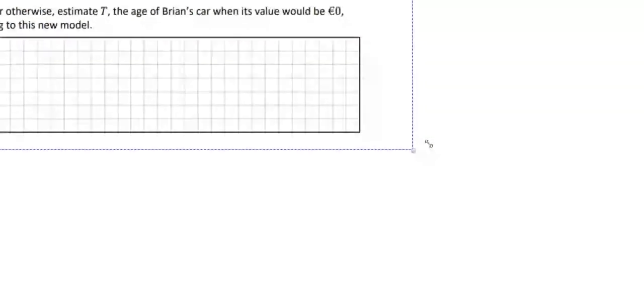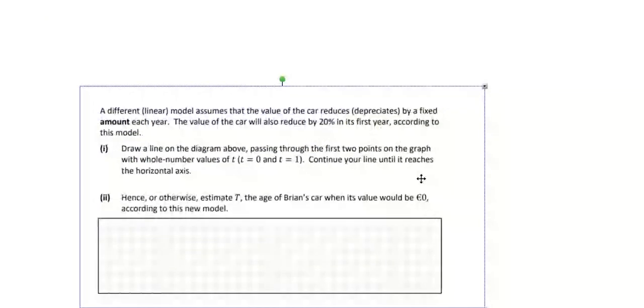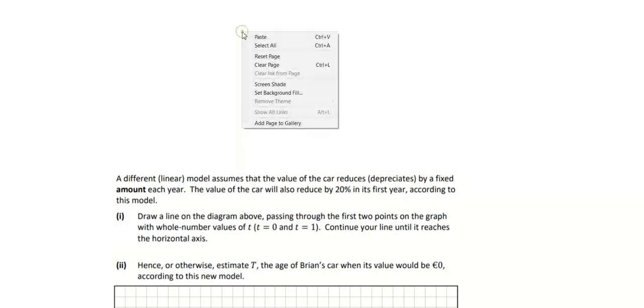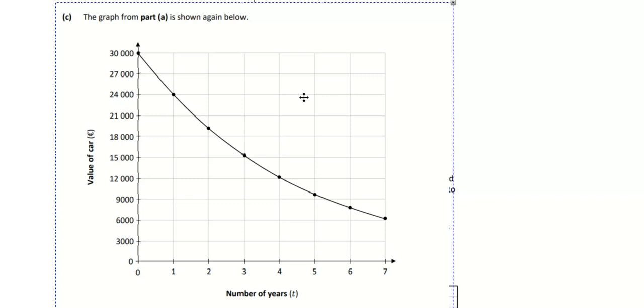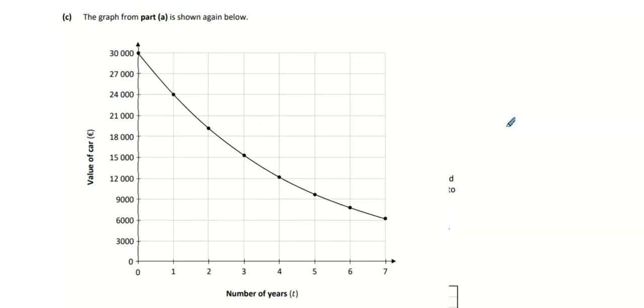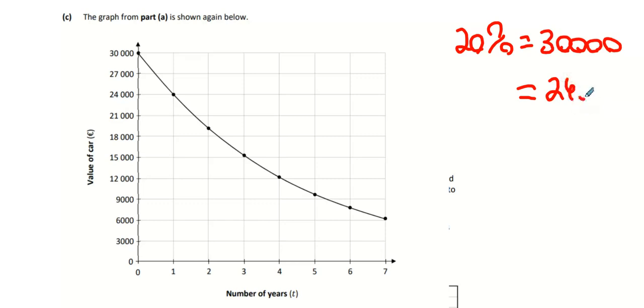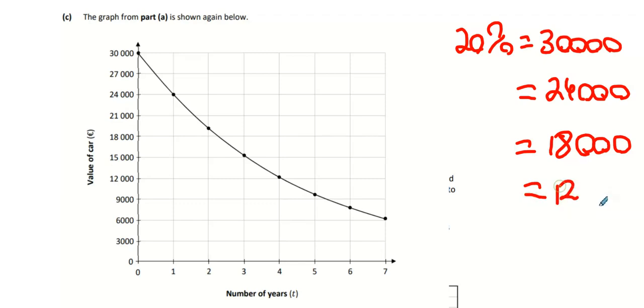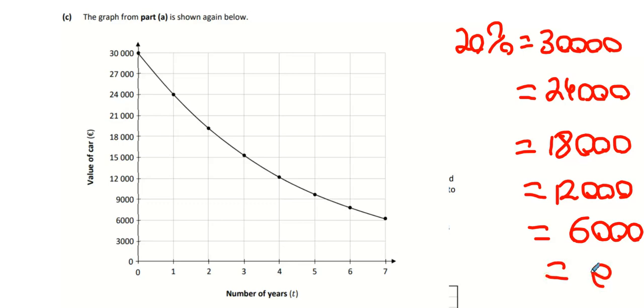Now, who knows what that means? Here's what we're going to do. It says 20%, so it assumes a fixed amount each year. So what's 20% of 30 grand? 6,000 a year. So no matter what, it's just going to keep depreciating by 6 grand until it comes to 0. And how many years will that take? 1 year, 2 years, 3 years, 4 years, 5 years.